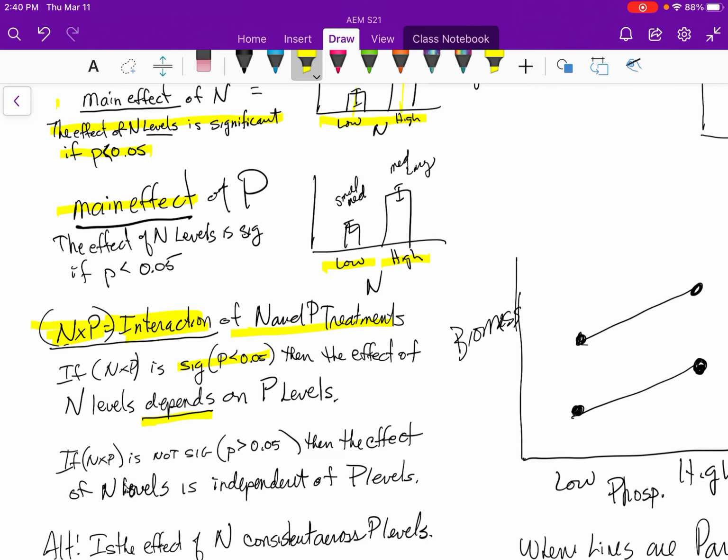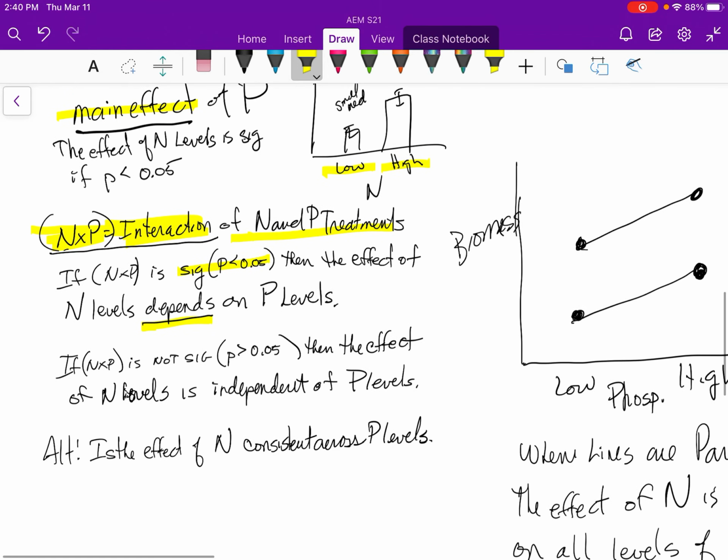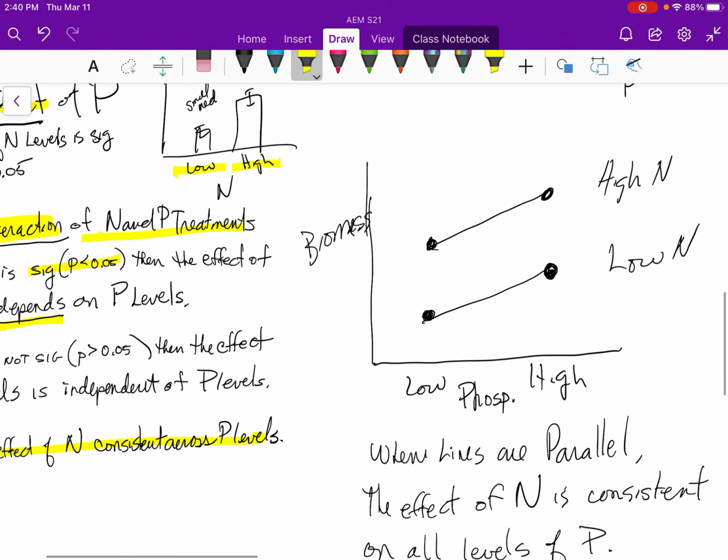So if it's not significant, what exactly does that mean, dependent and independent? An alternate way of looking at this is to say, is the effect of nitrogen consistent across phosphorus levels? And if it is consistent, if this alternate is true, then what we'll see is that there's no significant interaction effect.